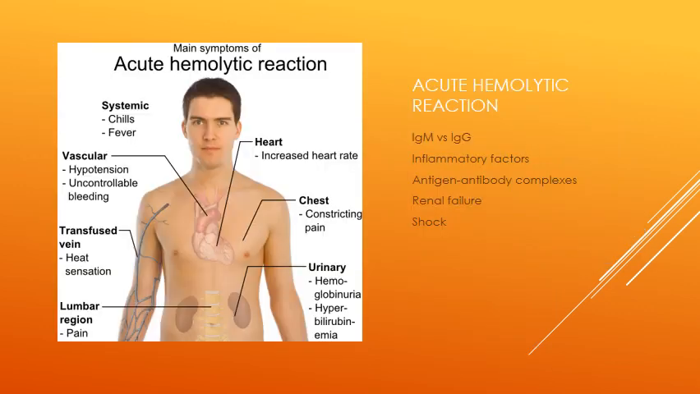So the first thing is, what are the main symptoms? You can see this little cartoon here gives you, again, the same list. It's the same: fever and chills, the heart rate increases, hypotension, hypertension can occur, pain as well at any of these sites, and then of course the manifestations in the urine.